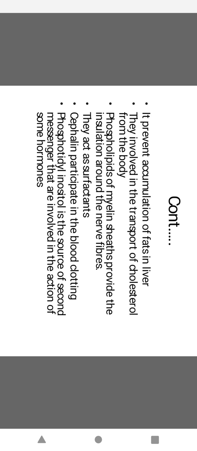Phospholipids of the myelin sheath provide insulation around the nerve fibers. They act as surfactants in lungs, and cephalin participates in blood clotting. Phosphatidylinositol is the source of the second messenger involved in the action of some hormones.